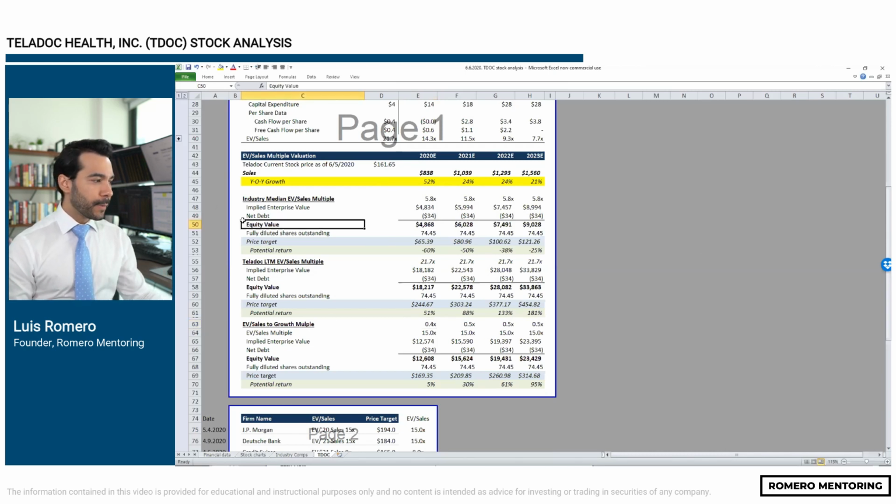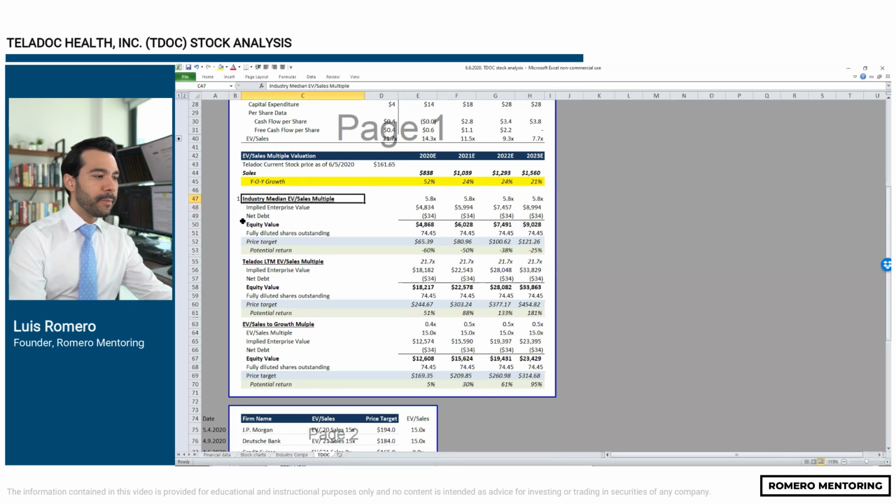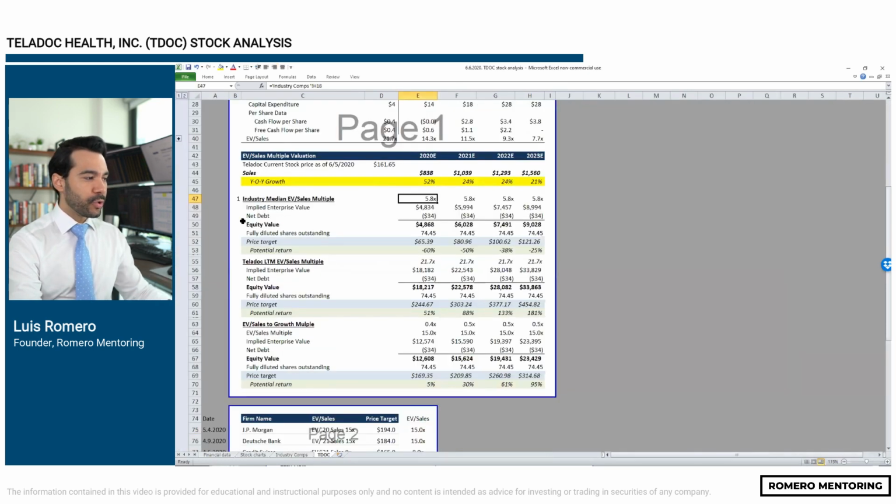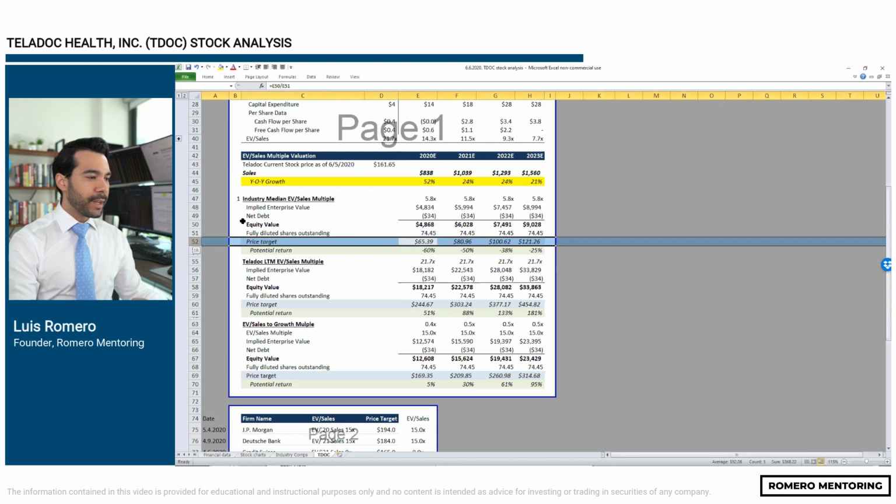The first one, number one, is by using the industry mean and median. The industry mean and median number, in this case, is an average of 5.8 EV over sales. If we apply the 5.8 multiple and calculate our enterprise value, which is sales times the multiple, we adjust for net debt, we get equity value, and we divide the equity value by shares outstanding, we get an implied price target. Look at the price target. If we use the industry average multiple, 5.8, it's a share price that is well below the current stock price.